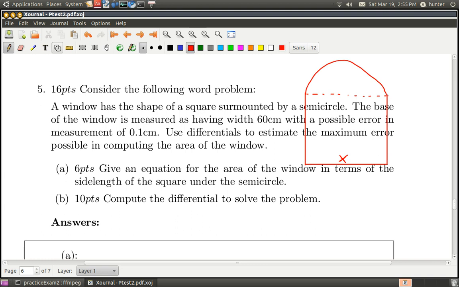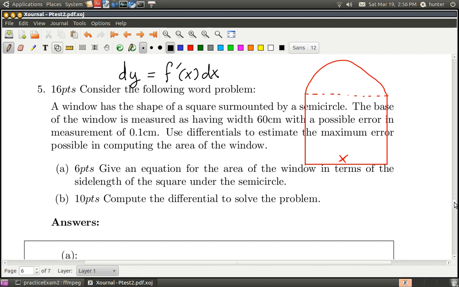It says, the base of the window is measured as having width 60 centimeters with a possible error in measurement of a tenth of a centimeter. Use differentials to estimate the maximum error possible in computing the area of the window. Okay, so remember, we did this in class, so you need the formula for the differential is dy, and that's equal to f prime of x times dx.